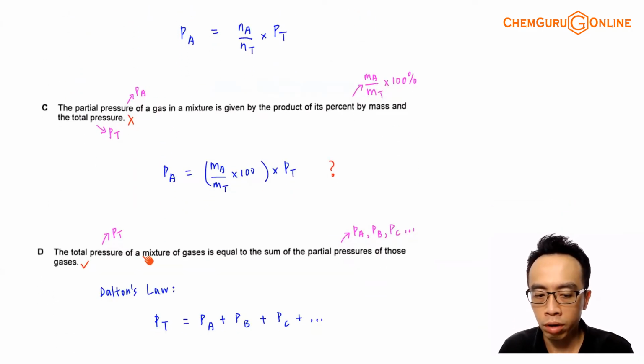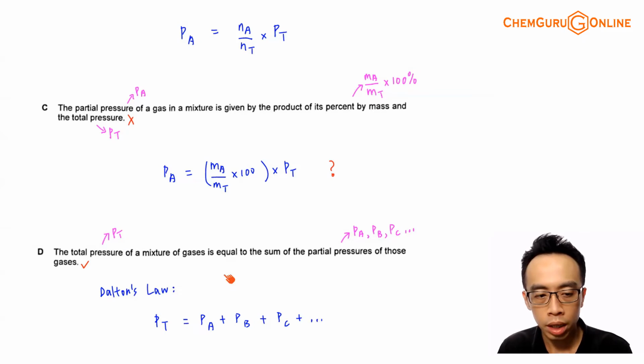Option D, the total pressure of a mixture of gases is equal to the sum of the partial pressures of all those gases. So let's say I have a few gases, gas A, gas B, gas C, and so on. The total pressure of this mixture of gases will just be the partial pressure of A plus the partial pressure of B plus the partial pressure of C, and so on. Now again, this is Dalton's law, and Dalton's law actually states that the total pressure of a mixture of gases will just be the sum of all the partial pressures of all these gases.